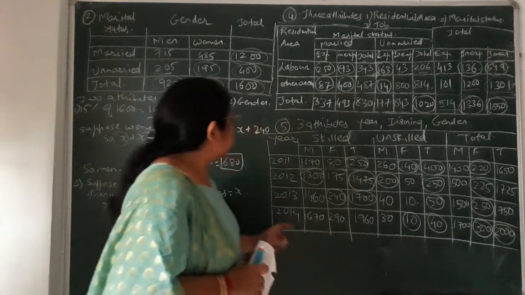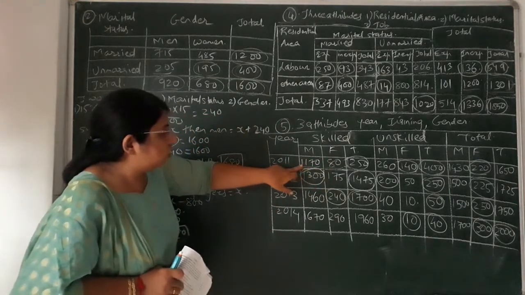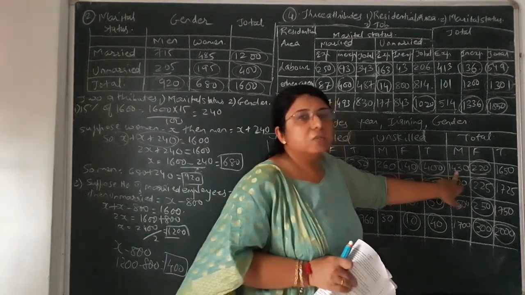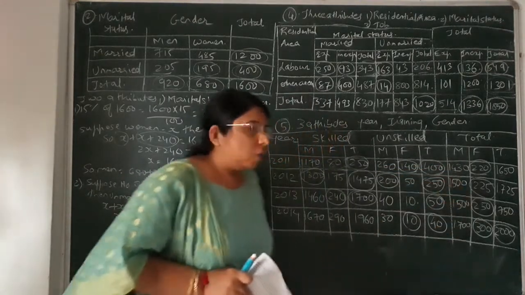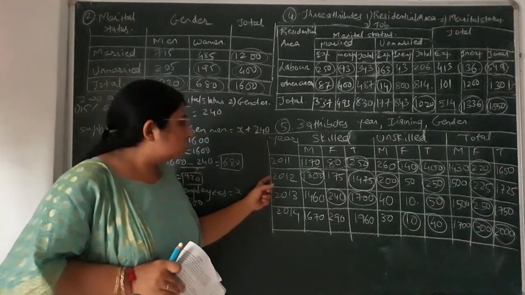You can also get the total number of males by adding the skilled and unskilled males, that is 1170 plus 260 you will do, then also you will get the total, that is 1430. So up till now we have cleared all the data of 2011. Now moving on to 2012.